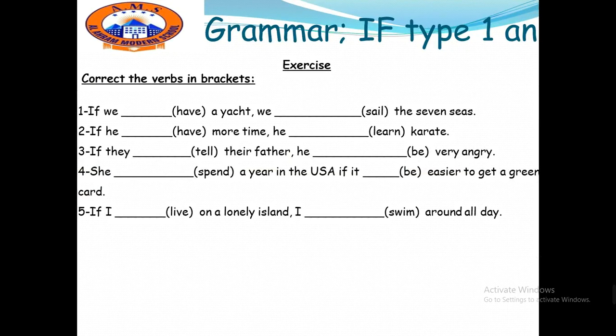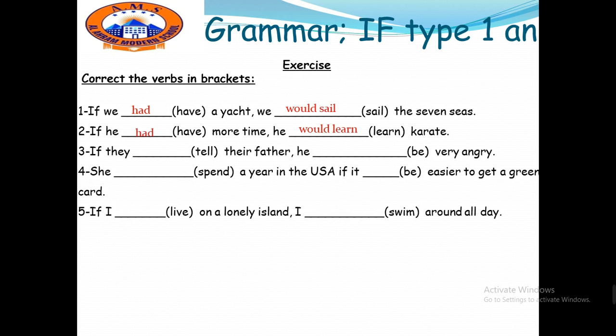Exercise. Correct the verbs in brackets. If we have a yacht, we sail the 7 seas. This is in the second conditional. Do not forget about it. So we have to use the past simple. If we had a yacht, we would sail the 7 seas. Again, in the second part, we use would plus infinitive. If he had more time, he would learn karate.